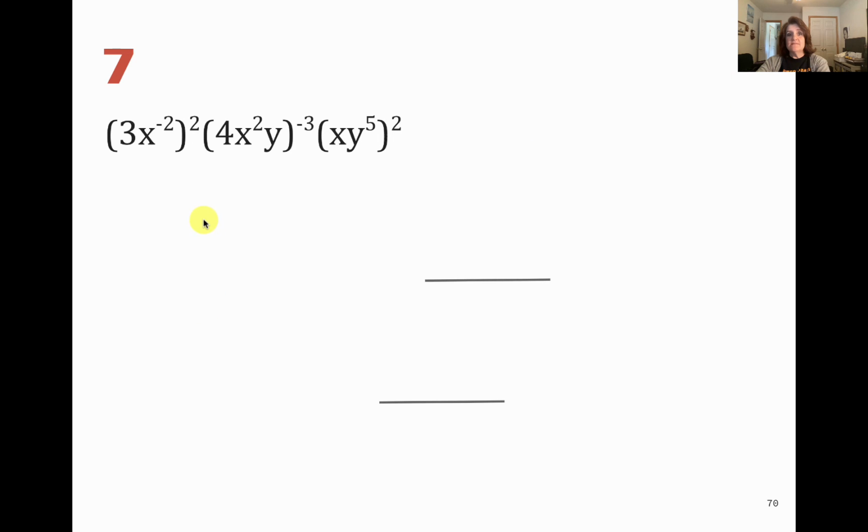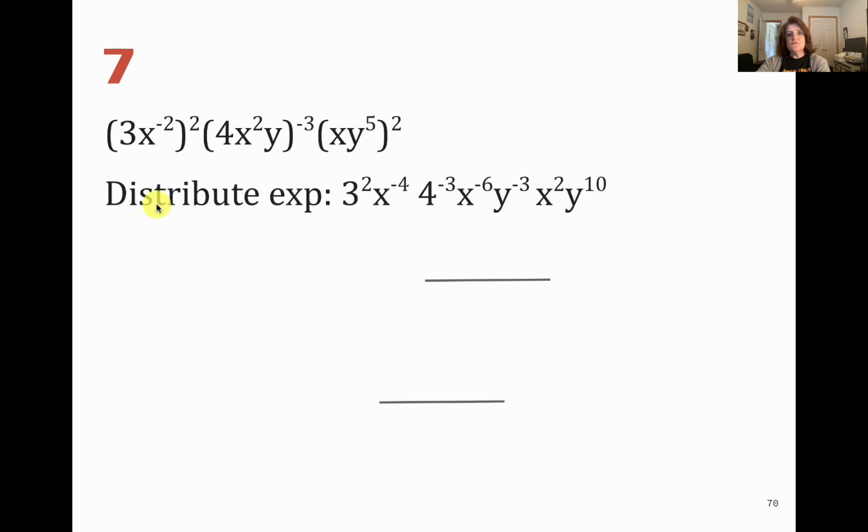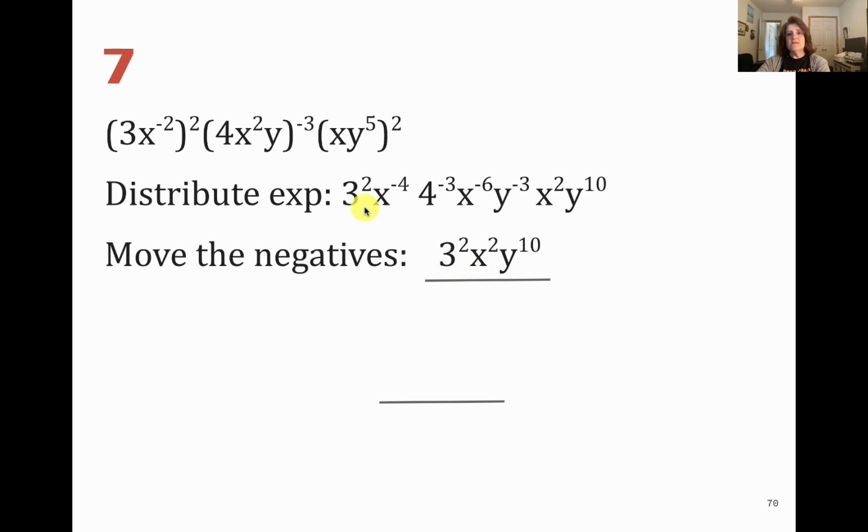In number 7, same kind of thing. First, we want to distribute all of the exponents. So we get 3 squared, x to the negative 4th, 4 to the negative 3rd, x to the negative 6th, y to the negative 3rd, x squared, y to the 10th. Then we want to move the negatives. So the positives stay on top: 3 squared, x squared, y to the 10th. And the bottom, remember, the numbers should go out front. So 4 to the 3rd, because once you move it, they become positive. x to the 4th, x to the 6th, y to the 3rd.